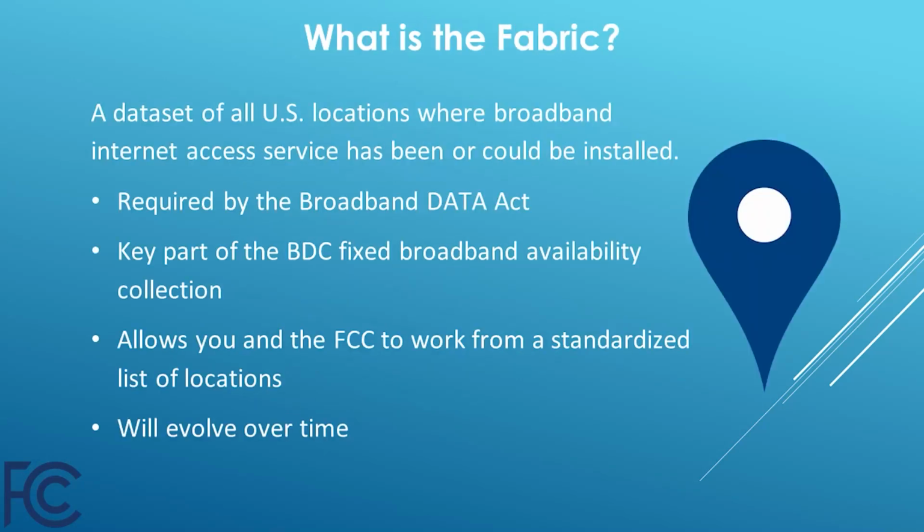A preliminary objective of the BDC is to establish a broadband serviceable location fabric. What is that? Well, it is a common data set of all locations in the United States and its territories that have or could have broadband internet access service. The Broadband Data Act and the FCC's rules require that the fabric serve as the foundation upon which all fixed broadband availability data be reported and overlaid. It serves as the denominator as we work to determine where broadband service is and where it is not.